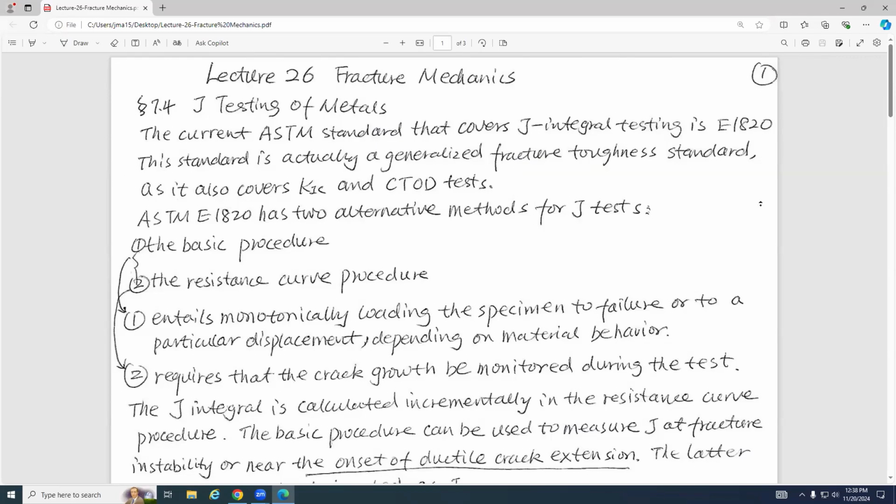We have 4 more slides and 4 more lectures, and after we finish the last one, I'm going to give you an example of how to use the Paris law to solve the fatigue problem, and then we finish everything.